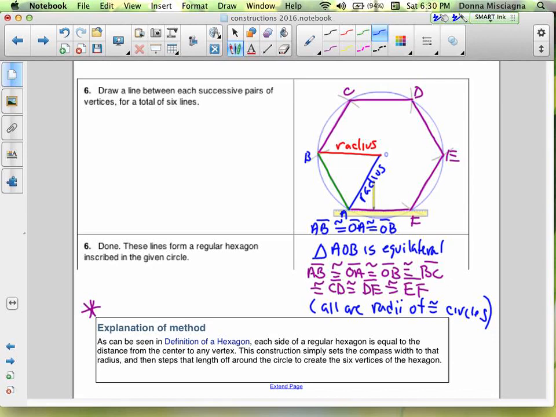So an explanation of the method, as can be seen in the definition of a hexagon: each side of a regular hexagon is equal to the distance from the center to any vertex. This construction simply sets the compass width to that radius and then steps that length off around the circle to create the 6 vertices of the hexagon. So they're all the exact same distance apart from one another. Let's go through this construction.